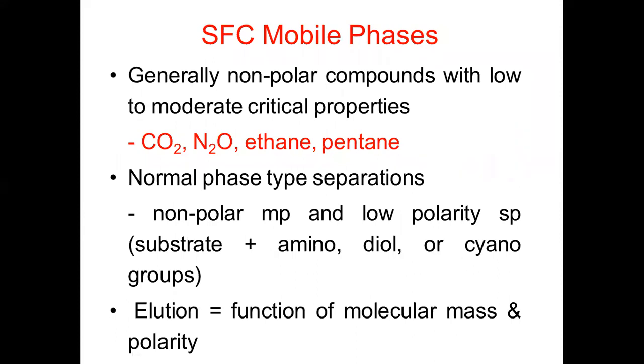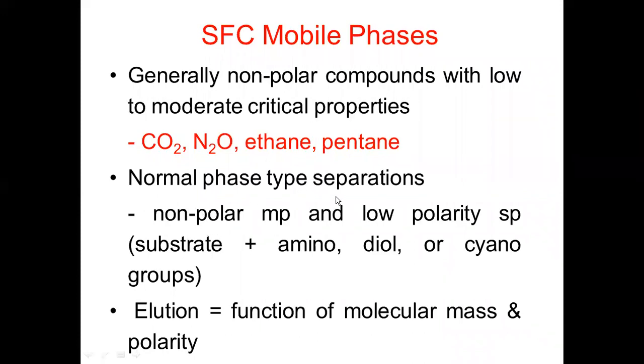And the mobile phases: generally non-polar compounds with low to moderate critical properties such as carbon dioxide, nitrous oxide, ethane, and pentane are used as mobile phases in supercritical fluid chromatographic technique. And both forms, normal phase and reverse phase separations, are possible in supercritical fluid chromatography. Normal phase separation means a polar stationary phase and non-polar mobile phase, and reverse phase separation means a non-polar stationary phase and polar mobile phase. The polarity of the mobile phase can be attained by mixing with organic modifiers.